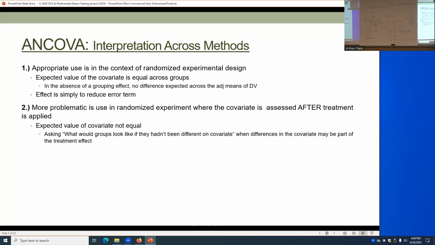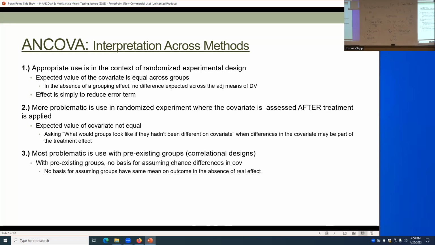So essentially, in this situation, we're asking what our groups would look like if they hadn't differed on a covariate, when differences in the covariate might be part of what happened when I actually assigned that treatment, right?